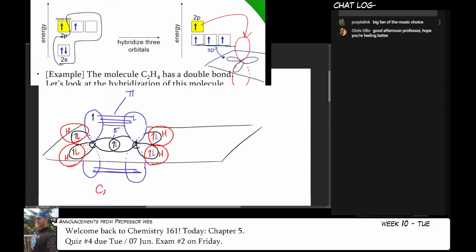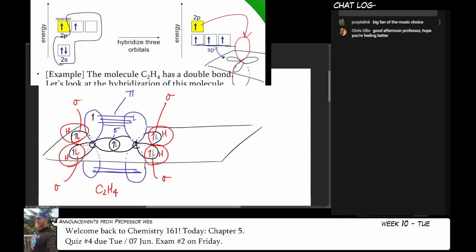And there you go. And we'll label these bonds. And there you go. Everything is labeled.